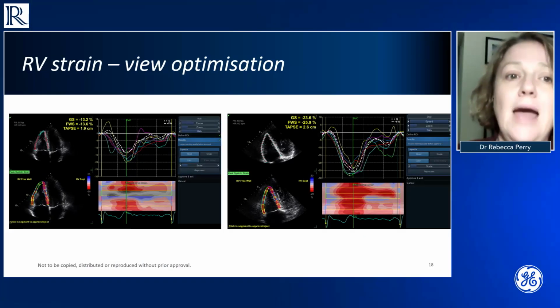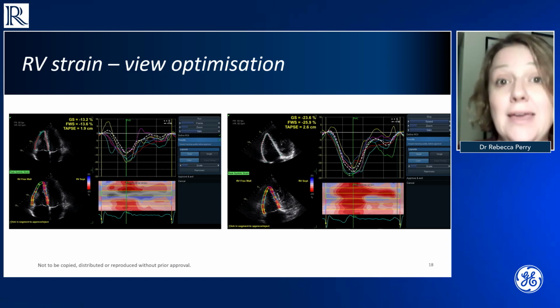And have a look at the differences in strain. We've gone from an abnormal strain, potentially, to a normal strain. This is the same patient and all we've done is focus the RV. This is where all our right ventricular measurements should be taken from, that RV focused view.